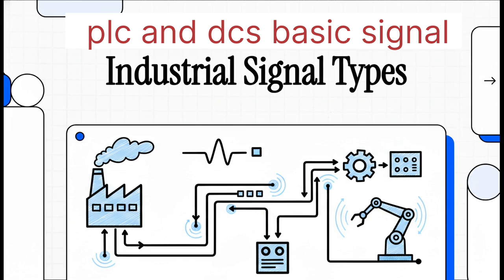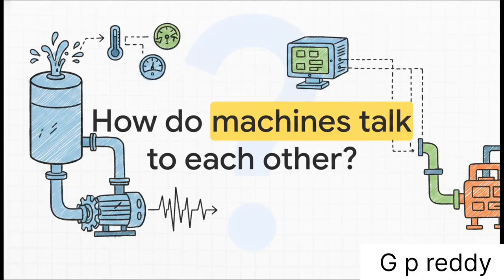We are diving into the fundamentals of industrial signal types, which is basically the invisible nervous system that keeps our entire modern world running. So, the absolutely crucial question we need to start with is, how do these machines actually talk to each other? I mean, think about it. When a huge industrial tank is getting way too full, how exactly does it tell the pump to slow down? Well, they obviously don't use words.